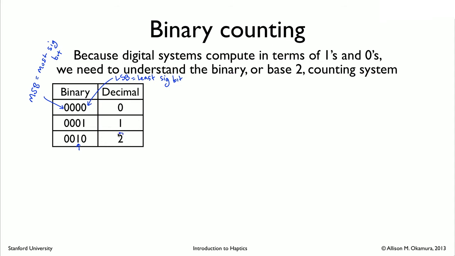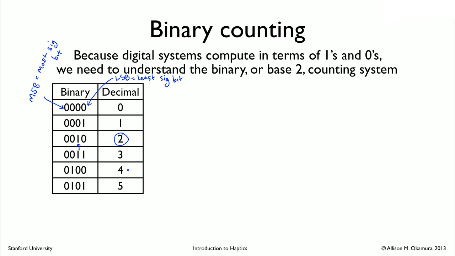And in decimal, that signifies the number 2. And so we can keep counting up in that way. A 0011 is a 3, a 100 is a 4, and etc. You go 5, I skipped a few numbers to get all the way to 8.